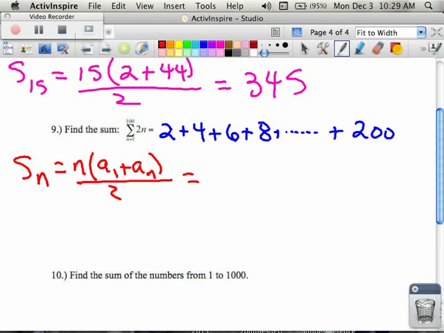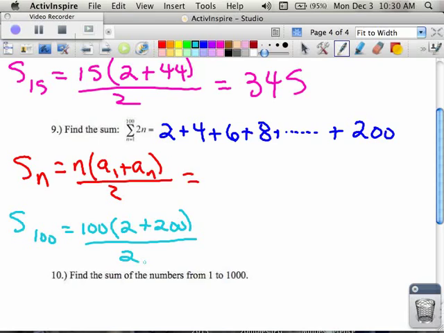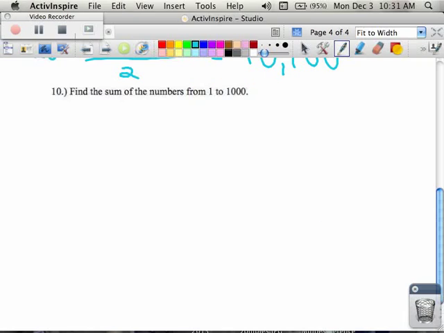In this case, having written down some of that stuff, I know that that means the sum of the first 100 numbers, because I'm going from 1 to 100 as the counter, is 100 times my first number, which is 2, plus my last number, which is 200. All of that divided by 2. It's going to be a big number. So hopefully on your calculator you get 10,100.